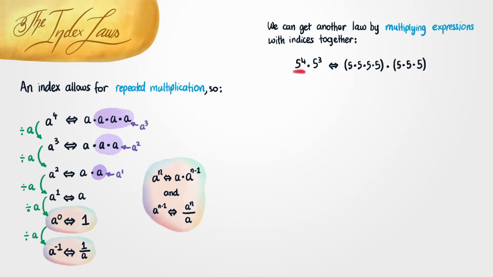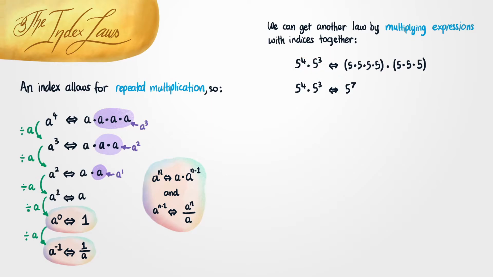So we have 5 to the 4 over here, and 5 to the 3 is here. But if we look really carefully, these brackets aren't really serving any purpose. We're just going to be multiplying anyway, so let's get rid of them. And now we see that 5 to the power of 4 times 5 to the power of 3 just gives us 7 5's in total. So that's the same thing as 5 to the power of 7, because 4 plus 3 is the same thing as 7. So I hope you can see that when you multiply two expressions with indices and they have the same base, then you can just add the indices up to get the final answer.